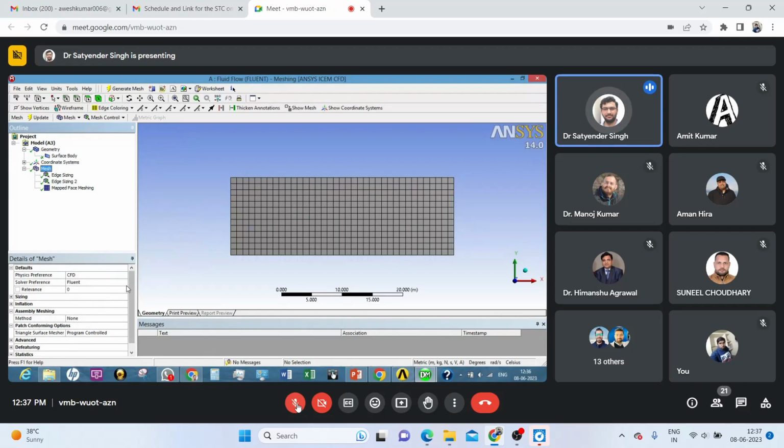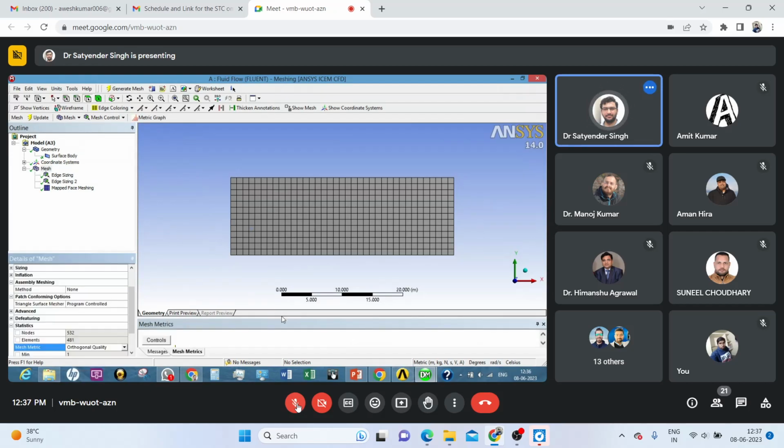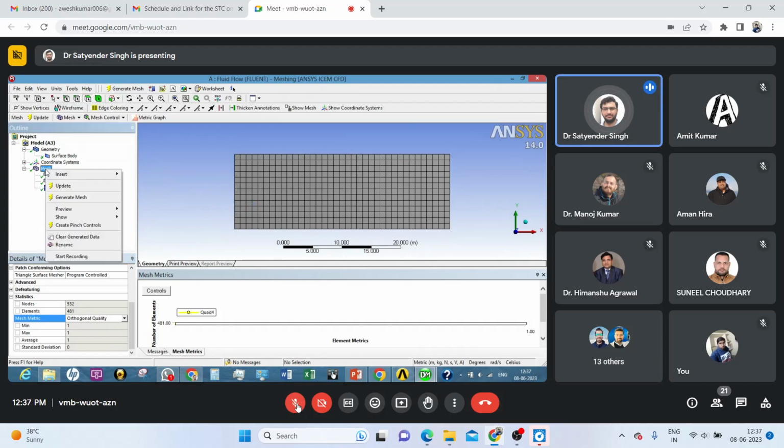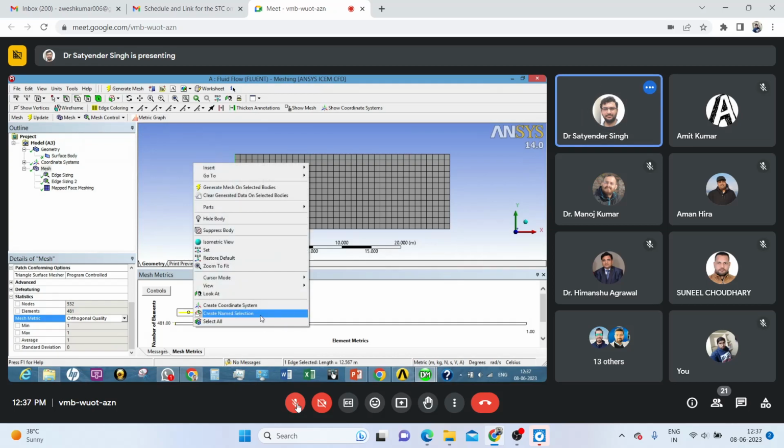Okay, so you can make a quality check as well from statistics. But for such problems, we need to check orthogonality. So it will be 1. So 100% orthogonal mesh we have created. You can also check the stat min or max. So 100% is there, means everywhere we have orthogonal mesh. 90-degree angle is created between the elements. So now I need to name them. So I will select the edges for 2D problem.